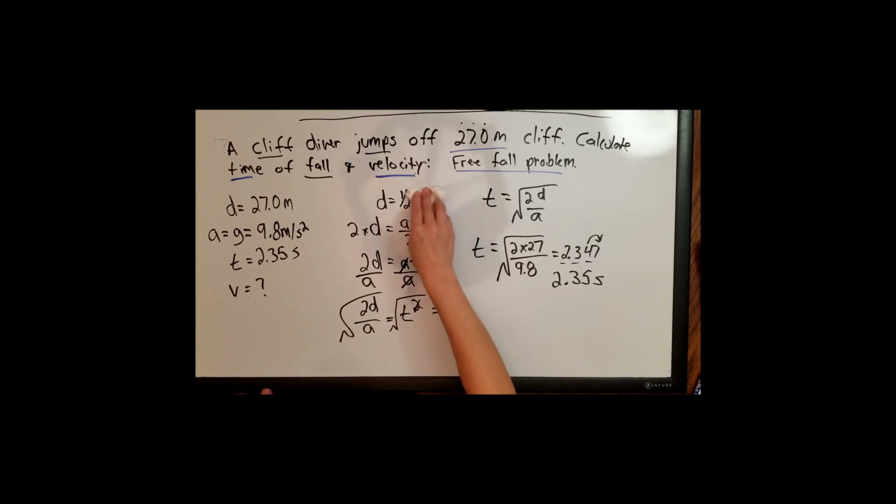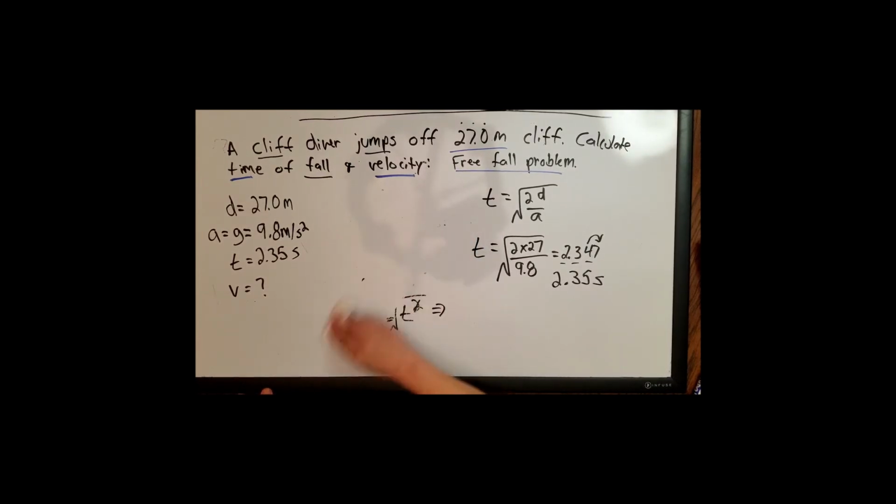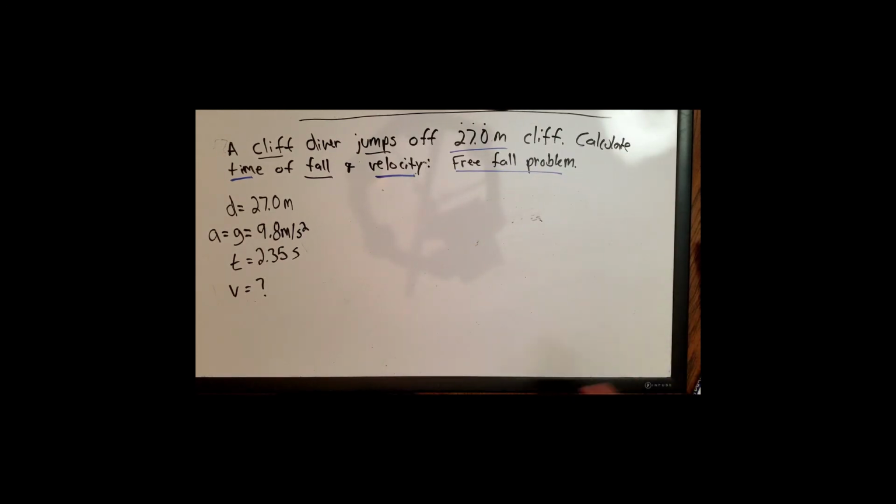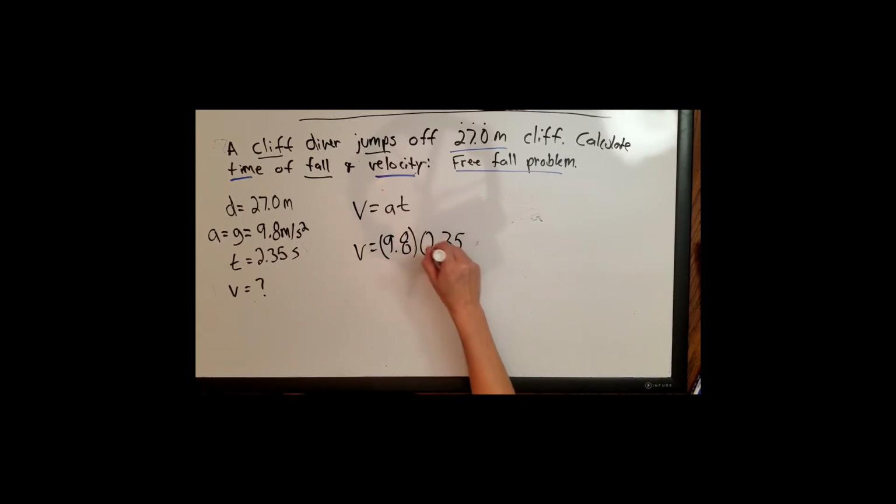All right. Now, let's solve for velocity. To solve for velocity, we have an equation where v is equal to at. That's going to be the best equation for us to choose because we don't have to rearrange it at all. We have acceleration, we just solve for time. So now plug it in. I get 9.8 multiplied by 2.35, which is 23.03.